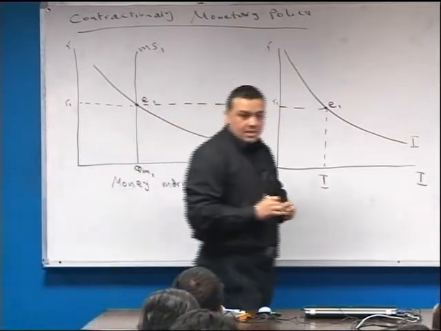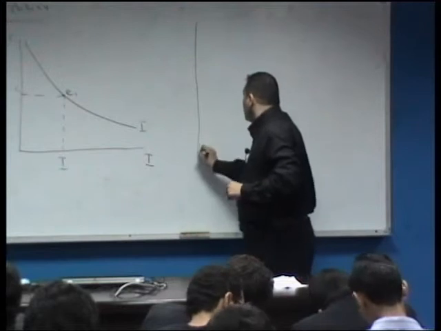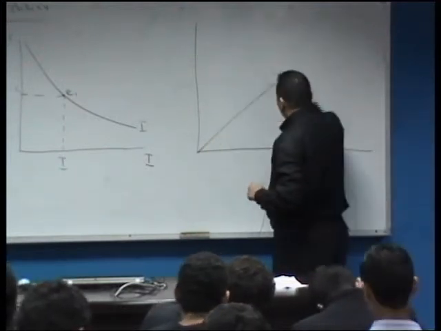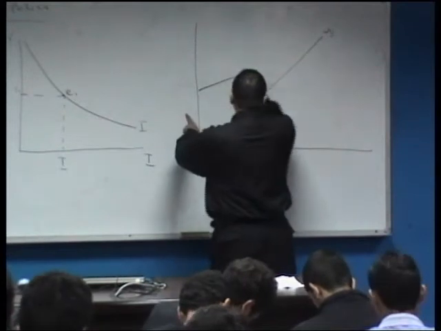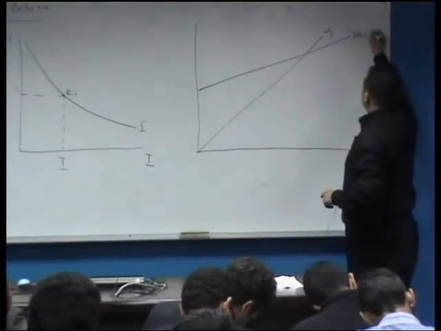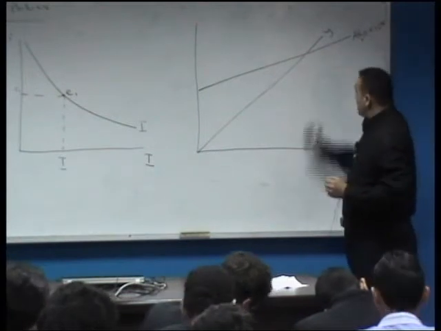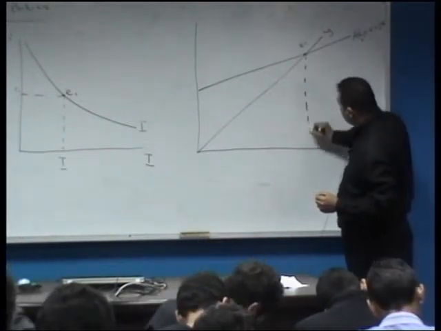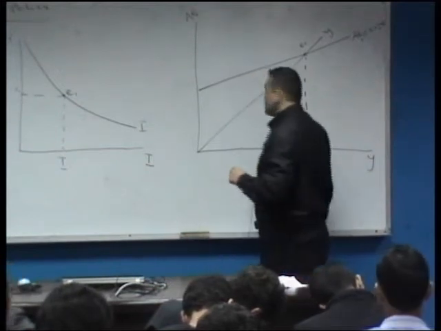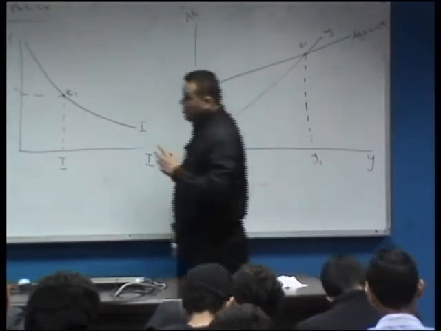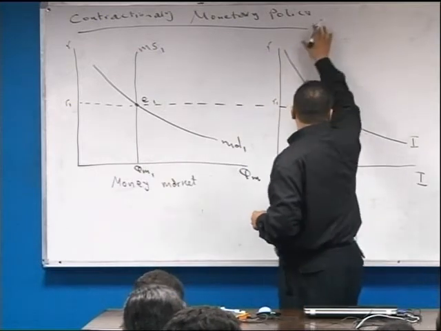And the last diagram is related to the goods and services market. This is Y. The aggregate expenditure function, aggregate expenditure 1 equals C plus I plus G. And this is E1, Y1, and this is Y, aggregate expenditure. Okay? The contraction of monetary policy means a decrease in money supply. Right? So let's write the analysis.